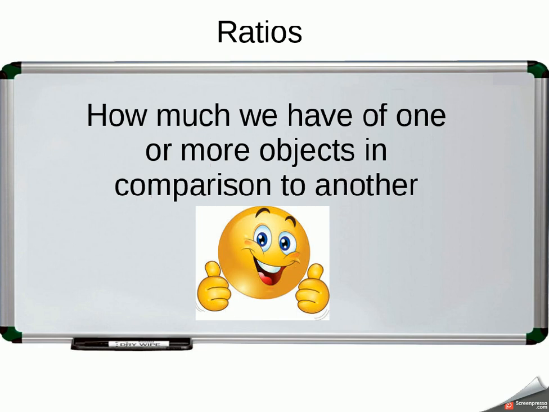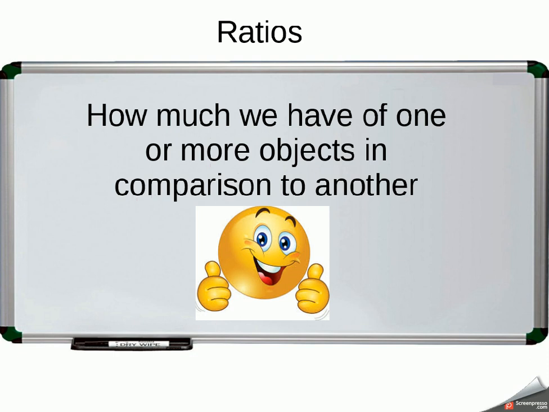Now the numbers might not directly relate to the numbers themselves. For instance, if we have 2 horses and 8 goats, we've actually got a ratio of 1 to 4. But what that is saying to us is, for every one of those horses, we've got 4 goats. How much we have of one of those objects in comparison to the other.